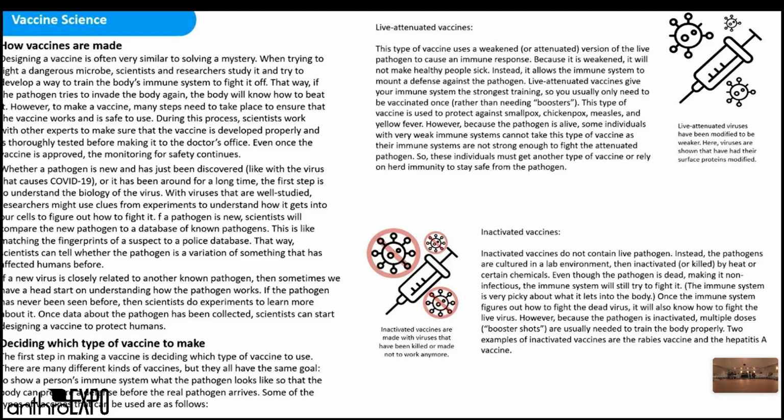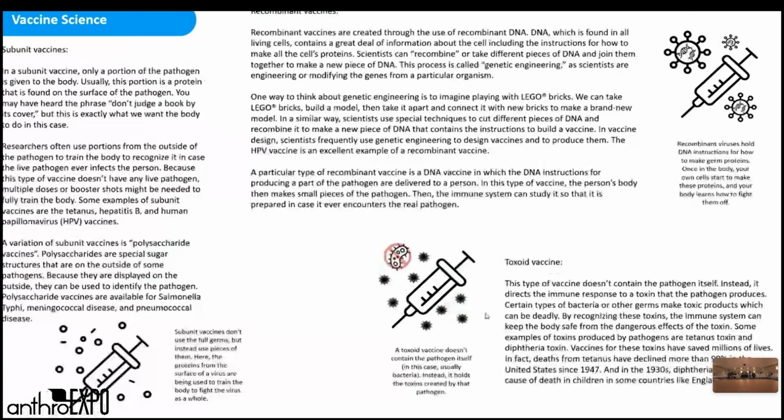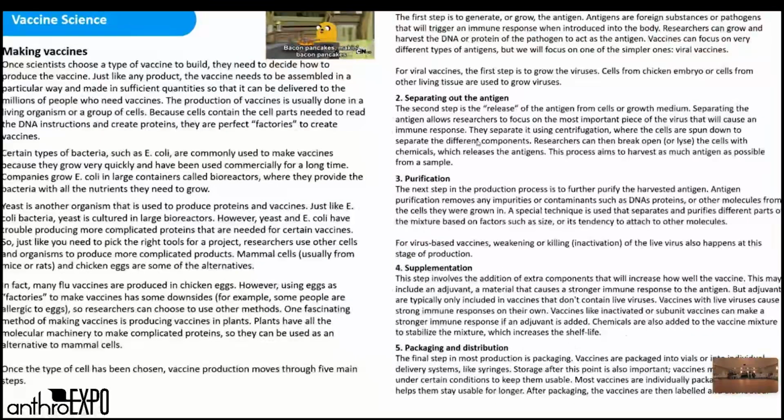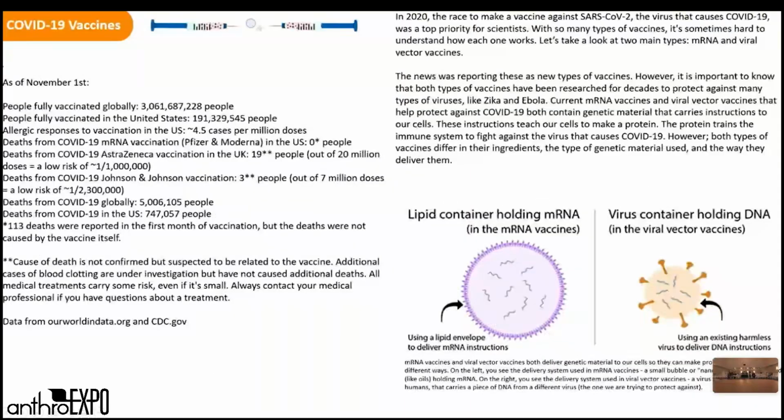These last couple of slides are just how vaccines are made. You guys can read these in your spare time about the different types of vaccines and how vaccines are made. This is the whole process that we go through for most of these. And then, of course, COVID-19 vaccines. I need to really update this because this is from back in November.